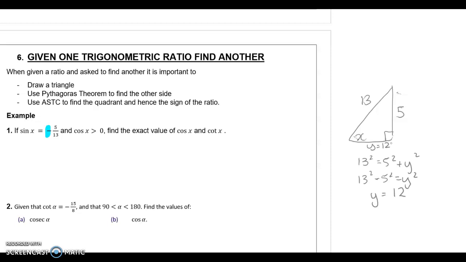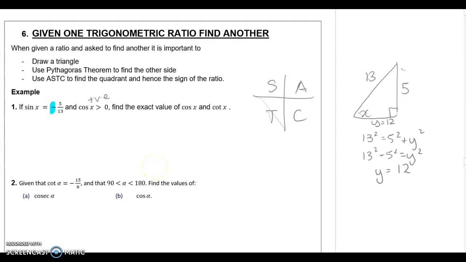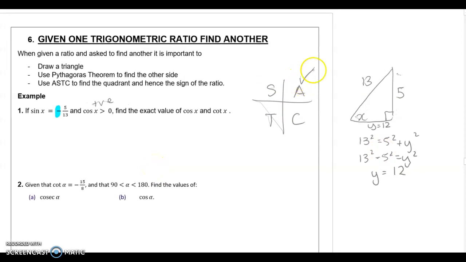Now let's look at the next part of our question. It says, and cos of x is greater than 0. So it's just saying that cos of x is positive. So we know things about that. We can look at our quadrants. We can go, okay, all stations to central. We know cos is positive. Where is cos positive? Cos is positive in this quadrant and in this quadrant.